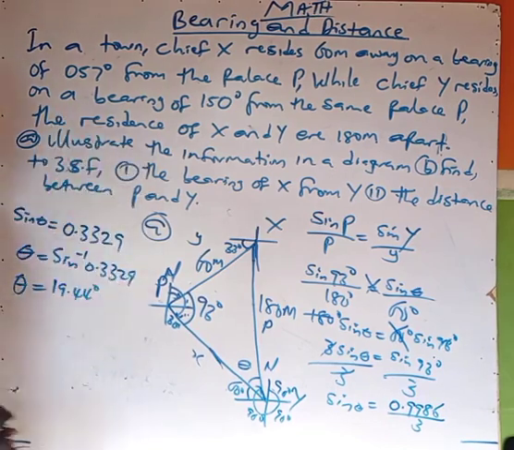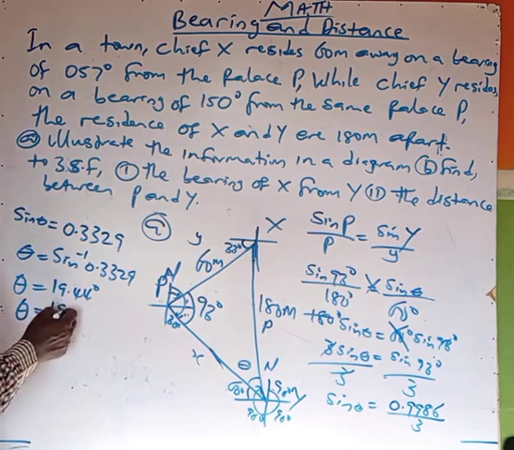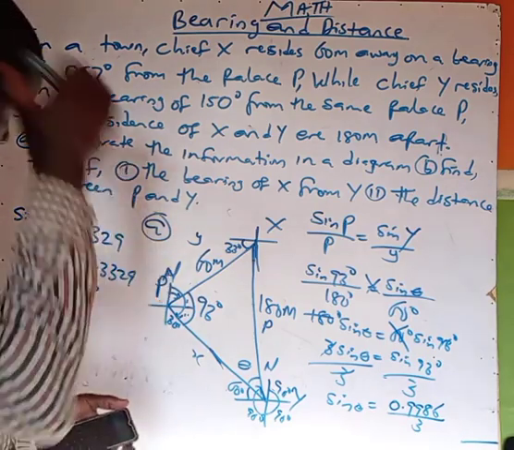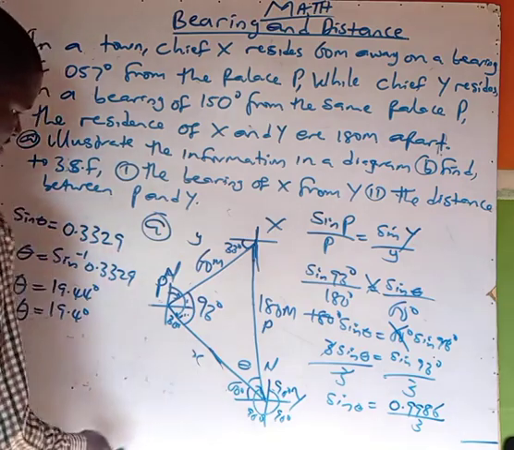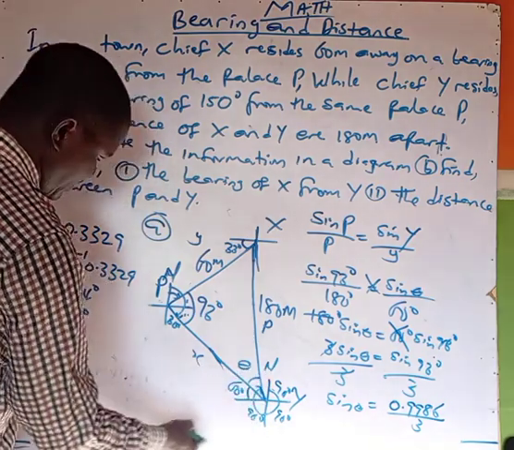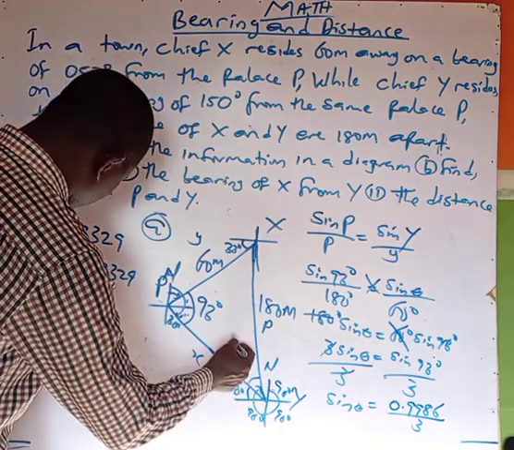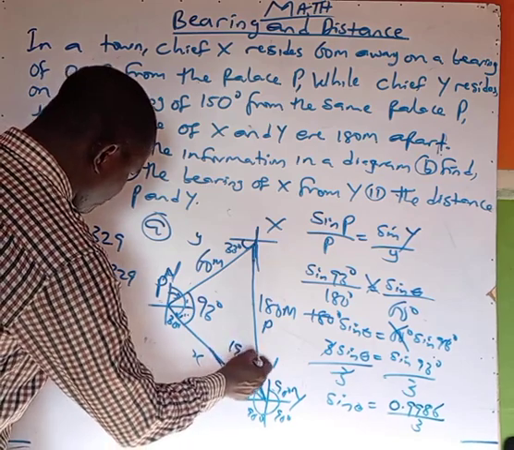But they want your answer in what? 3 significant figures. So you can have it like this, 19.4. So you have this one here. What you have here is that this angle is now 19.4 degrees.